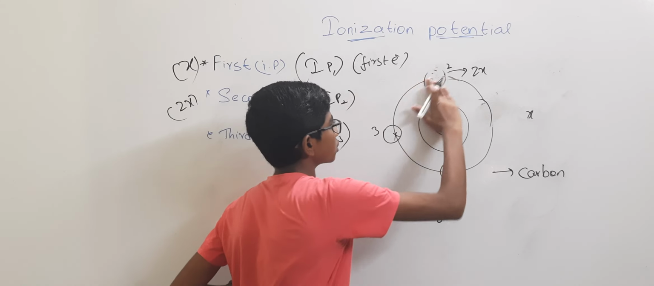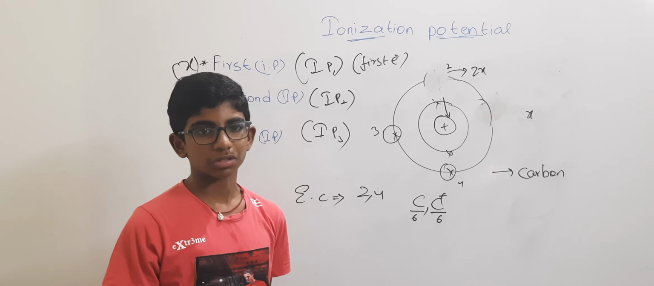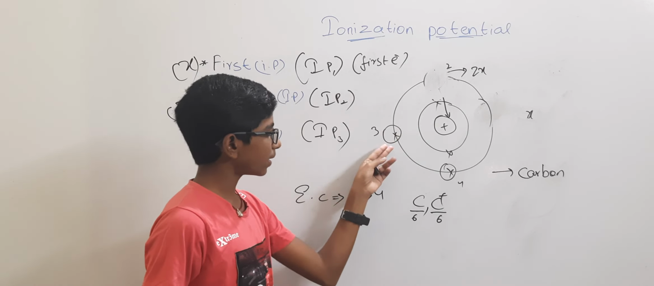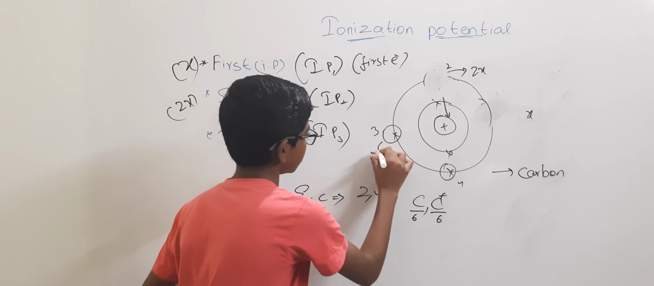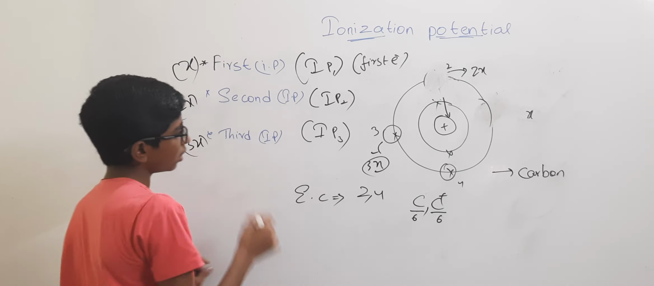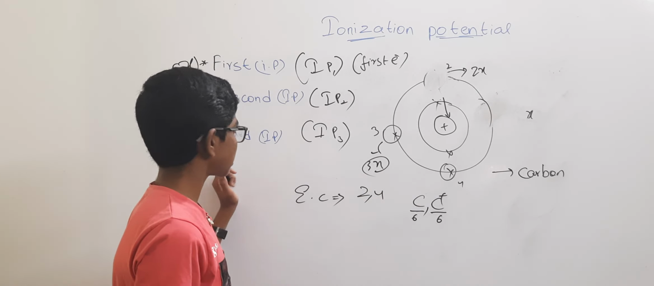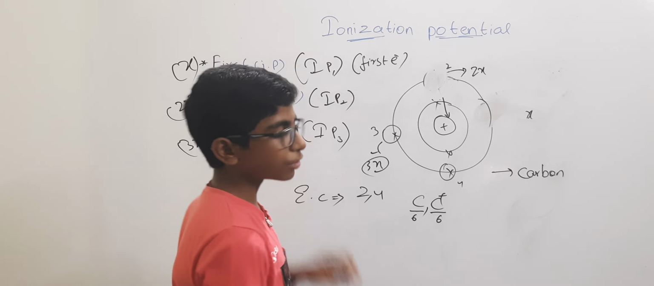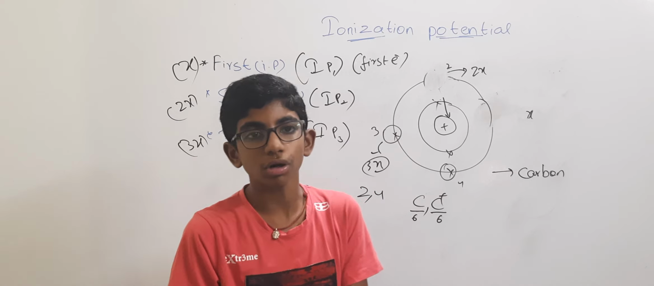This electron is also removed. Now there are very few electrons, so much more energy is required to remove this electron from the atom. This is known as 3X. The energy required to remove the third electron from the carbon atom is 3X. You can think of it like this: X is the energy required to remove the most loosely bound electron of a carbon atom.